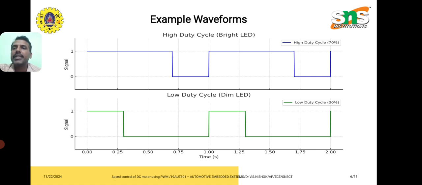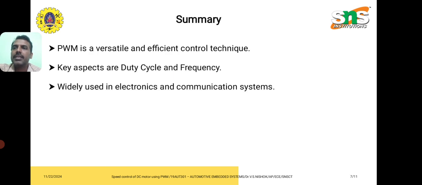Similarly, for speed control of DC motors, we will be using pulse width modulation, which is the best method when compared to the previous methods, any resistor type methods or relay type methods. We conclude with PWM as the best method.